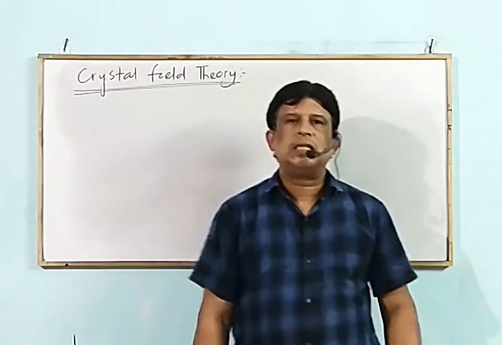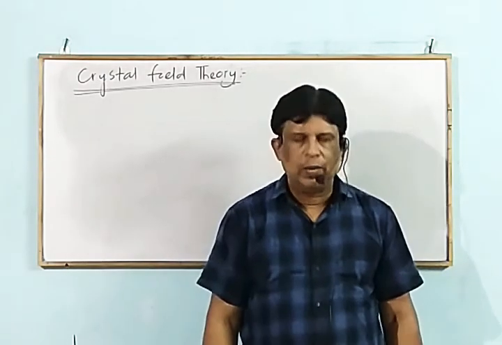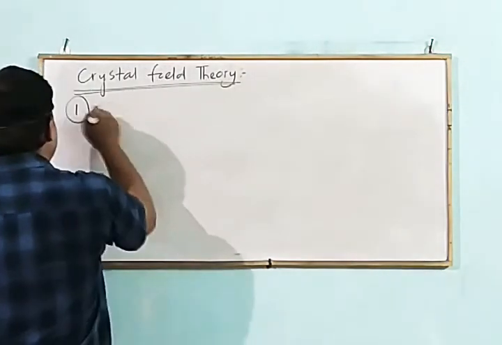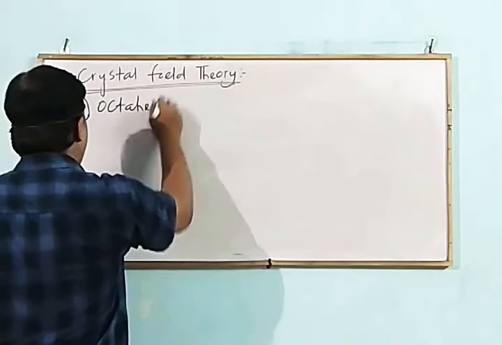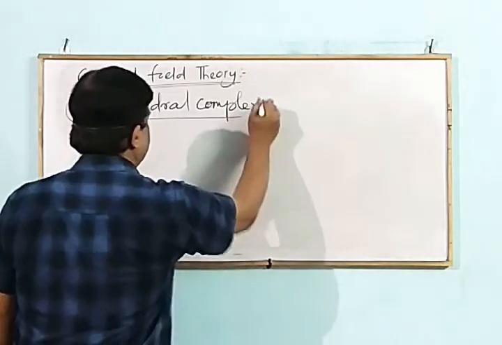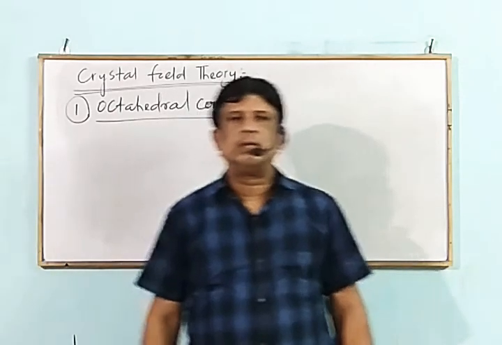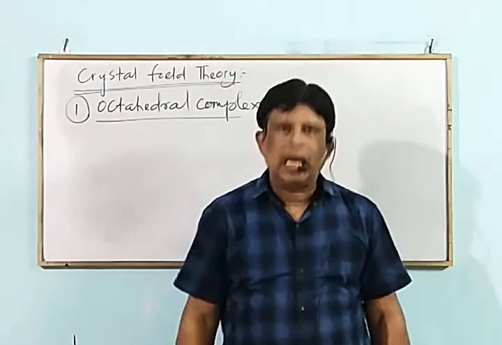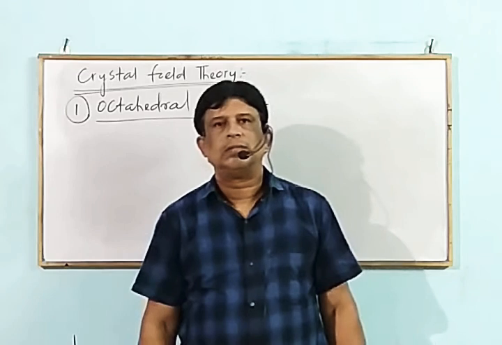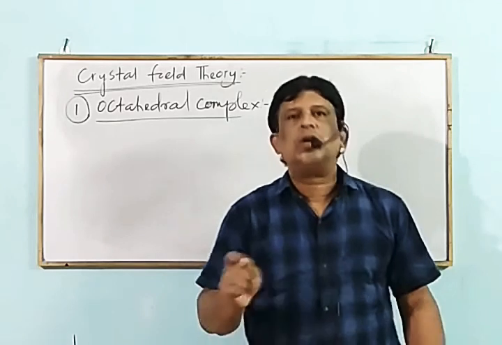So let us discuss this concept by taking octahedral complex and tetrahedral complex one by one. First one is octahedral complex. Mark that. In this type of complex, the central metal ion, that is the cation, the positively charged ion, is placed at the center of an octahedron, while the 6 ligands are present at the 6 corners of an octahedron.